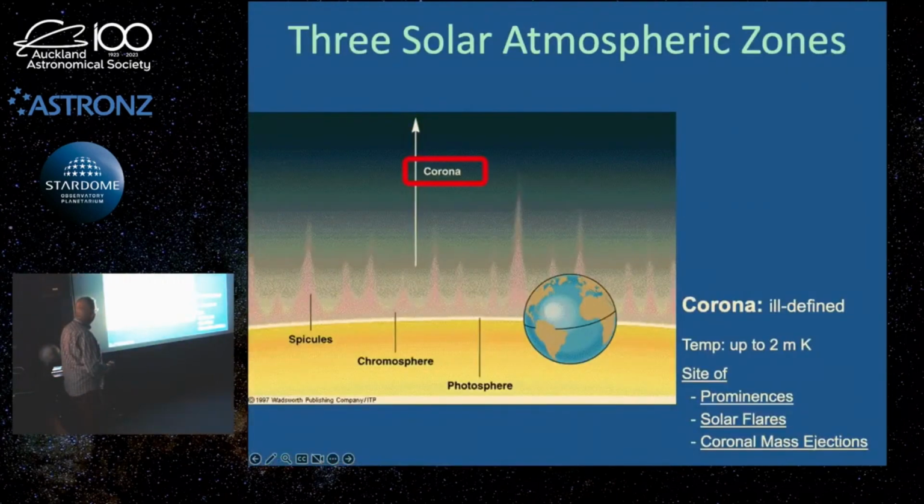Now, the next part is the corona. The corona is very ill-defined. Temperatures, in other words, the amount of kinetic energy, with things moving around up there, reach up to 2 million degrees. So things are flying around at huge velocities up there. And the importance of the corona is twofold. One is it's the site of the three activities we're going to be talking about: solar prominences, flares, and coronal mass ejections, all very, very relevant for aurora.